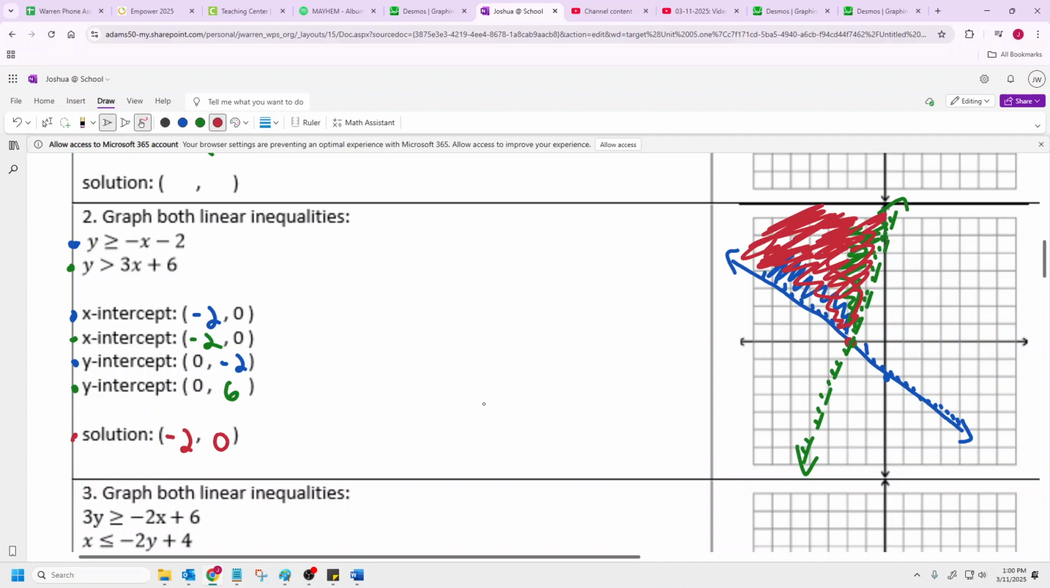Number 3 is harder because you have to rearrange the equation and whatnot, but that's basically it. That's where we're at. Good luck.